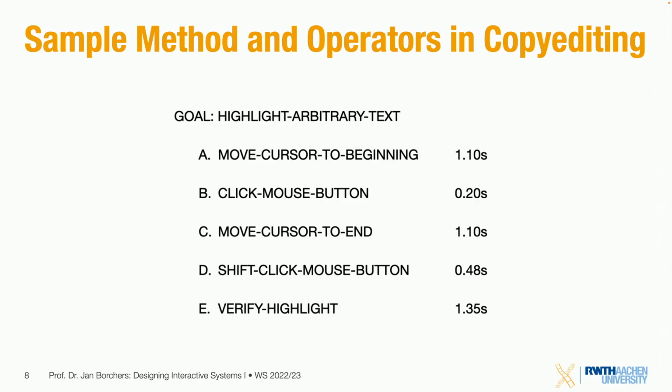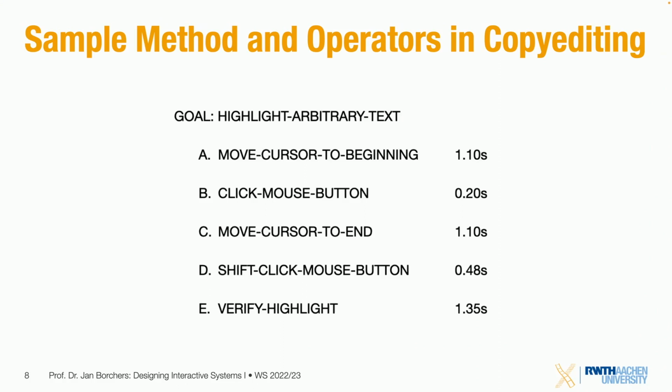Again, copy editing a manuscript, like editing a text in your favorite word processor. One example could be that your goal, which is already a sub-goal within this task, is to highlight some arbitrary text. So let's say I want to model one aspect of editing a text, which is highlighting. How do I model this? Well, one way is to move the cursor to the beginning, click the mouse button, move the cursor to the end, shift-click the mouse button, and I've highlighted some text. You can do that. That actually still works today.